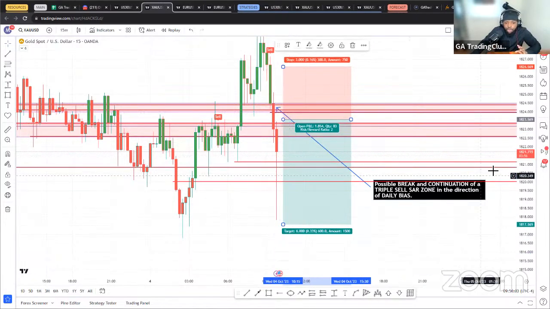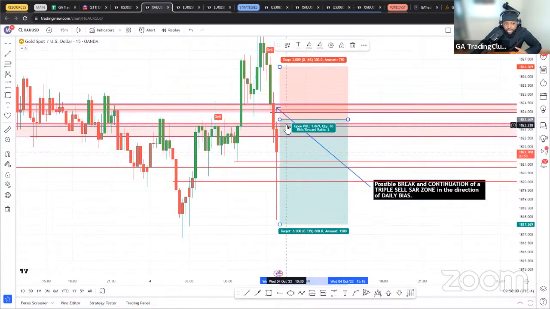So for me personally, I'm hoping in the next 3.5 minutes for gold to at least push up to this zone right here, to 1823, 1824 area. At that point, I'll enter that trade, and I would see where it goes.